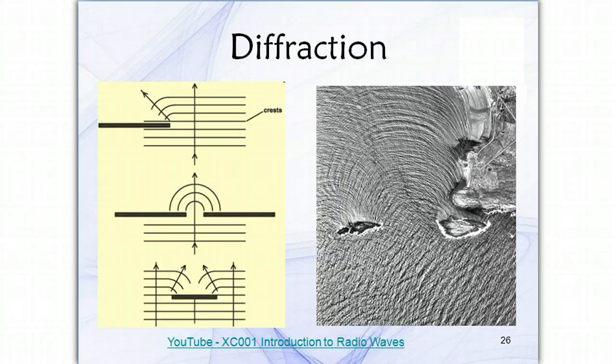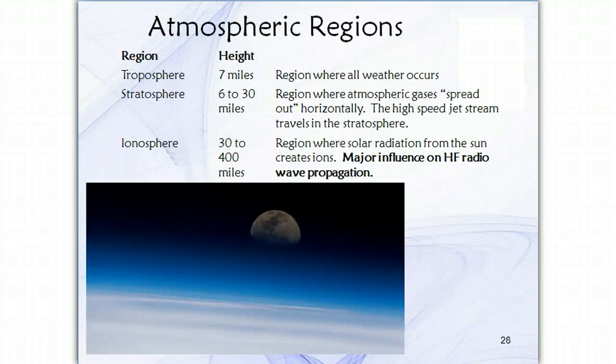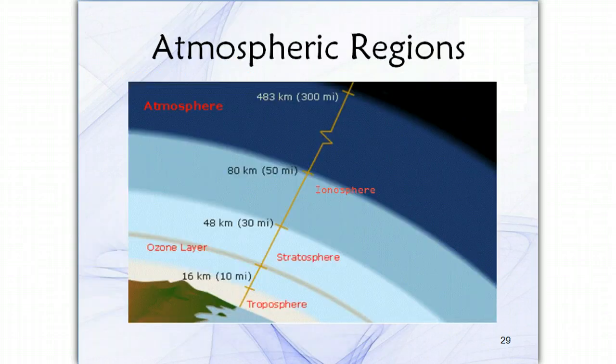Region where all weather occurs. The stratosphere is the region where the atmospheric gases are spread out horizontally. The high-speed jet stream travels in the stratosphere, and the incoming solar radiation creates the ozone layer. Then we also have the ionosphere, the uppermost part of the atmosphere, distinguished because it is ionized by the solar radiation.